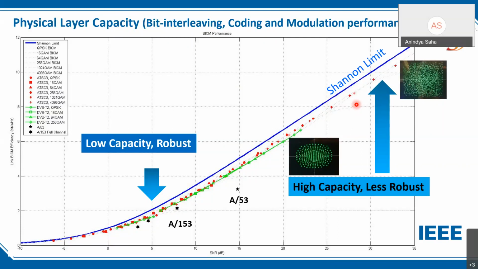So essentially, what this shows as a summary is that yes, ATSC 3.0 gives a lot of flavors of modulation and coding rates, which the previous generation did not give, and tries to get as close as possible to the Shannon limit in terms of the capacity for a given SNR.